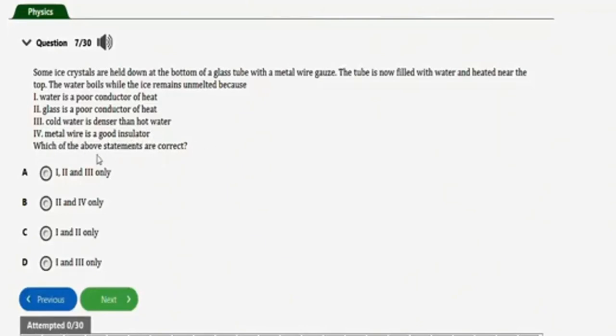So guys, the following above statements that are correct here are I, II and III. So correct option is option A. Metal wire is a good conductor and not a good insulator. So correct option is what? Option A. Water is a poor conductor, yes, of heat. Glass is a poor conductor of heat, yes. Cold water is denser than hot water, yes. So the correct option is option A. That's it for this question. Let's go to the next repeated question.